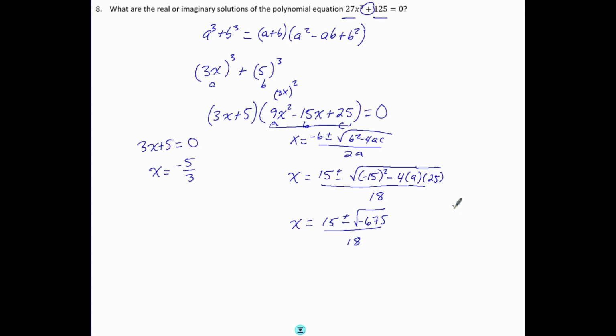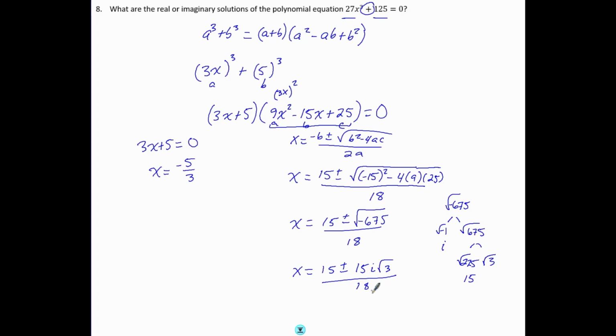Well, the square root of negative 675 can be simplified: square root of negative 1, times square root of positive 675, and then going further down, square root of 675 is divisible by 225. So square root of 225 times the square root of 3. Well, this is going to get us i, and that's going to get us 15. So we have x is equal to 15 plus or minus 15i square root of 3, all over 18.